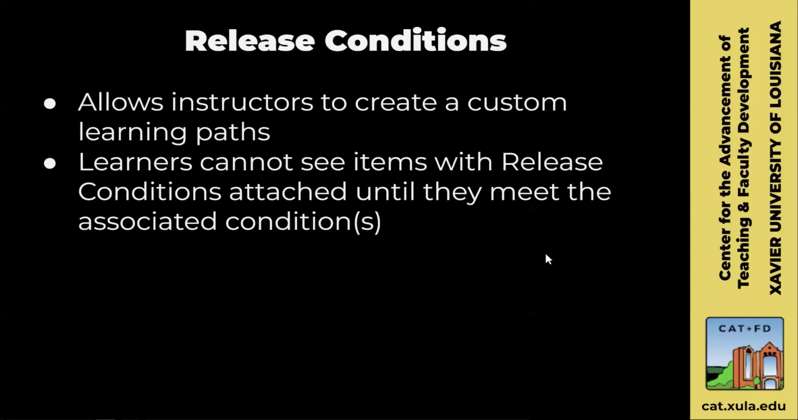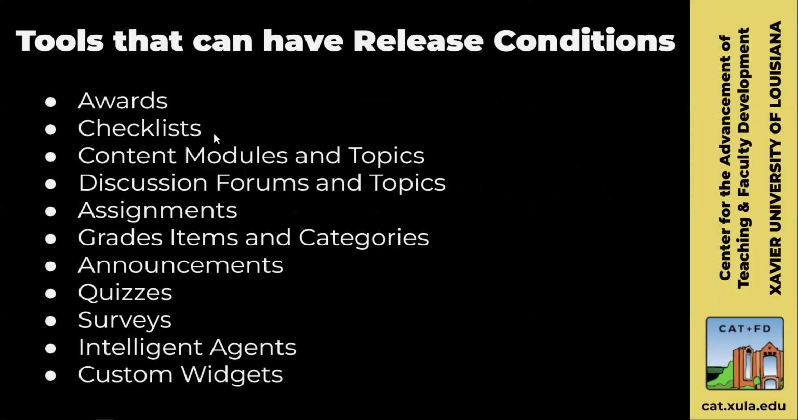The next thing that I want to talk about is release conditions. And release conditions allow you to create a custom path through the course. The learners will not be able to see an item with a release condition that's attached to it until they meet whatever the condition is. And so all of these tools can have release conditions attached to them, right?